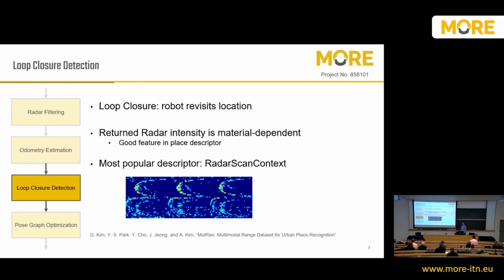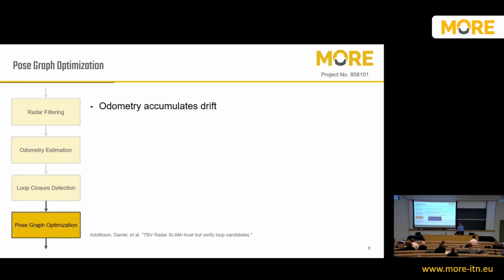And an example of this is given here. This is the radar scan context descriptor, which also uses a polar representation of radar scans and is used in many pipelines that are used in radar SLAM.